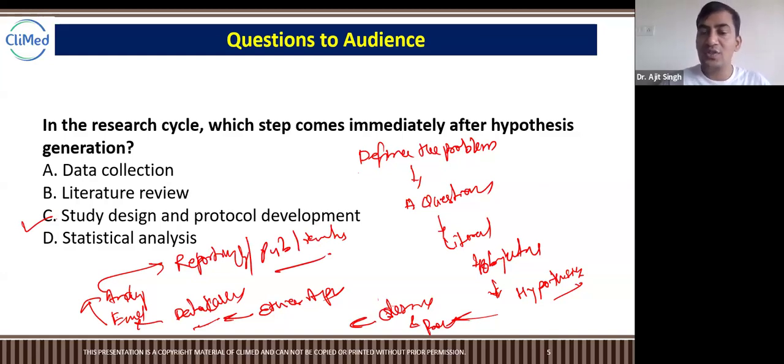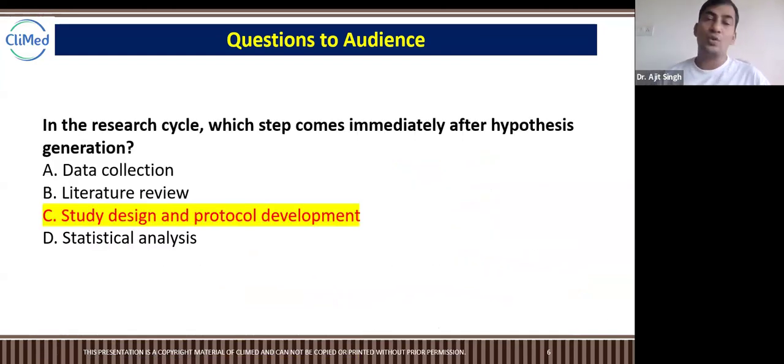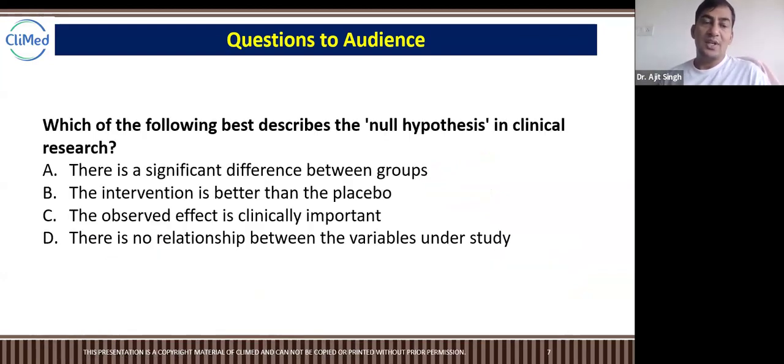So hypothesis always comes after your aim and objectives, and aim and objectives definitely cannot be defined without literature review. Without literature review, you cannot define the hypothesis. So the right answer here is study design and protocol development. Next question, guys.